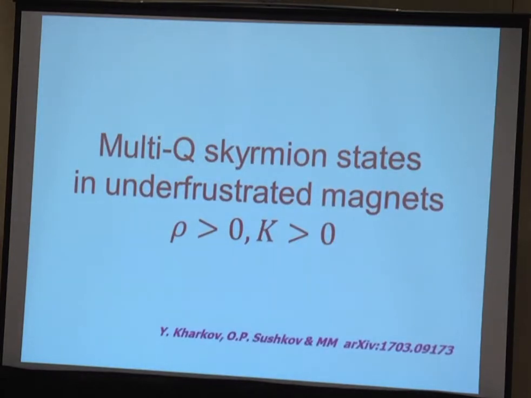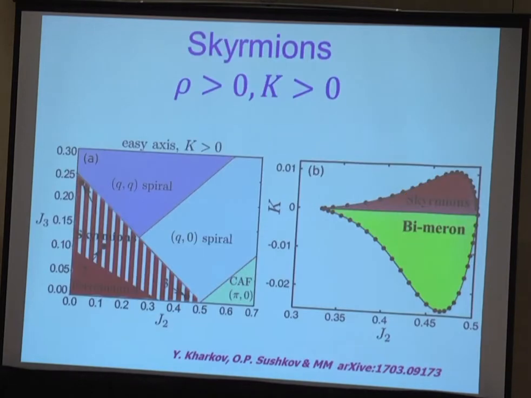But let me now discuss the case of under-frustrated magnets, where the spin stiffness is positive, and I will consider first the case of easy axis anisotropy. That's a phase diagram for a square lattice as a function of the second nearest neighbor and third nearest neighbor interaction. If this frustration is sufficiently large, then you have spirals either along the square axis or along the diagonals, or a collinear state. And then here in this red area, you have a ferromagnetic ground state.